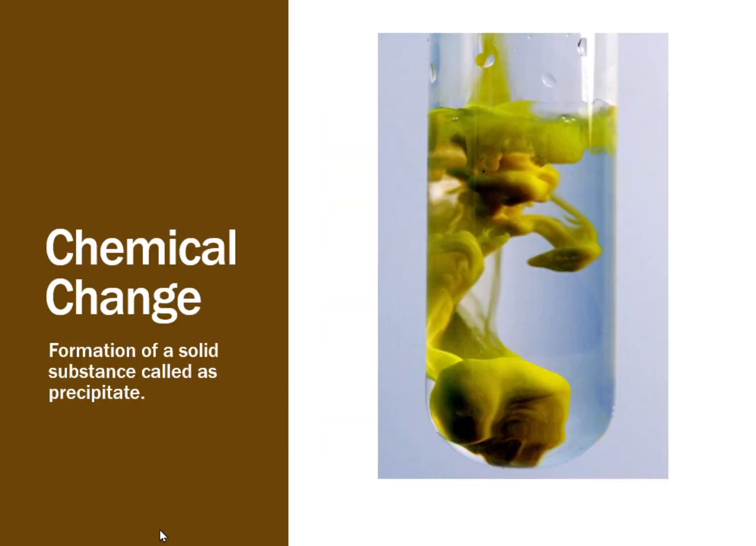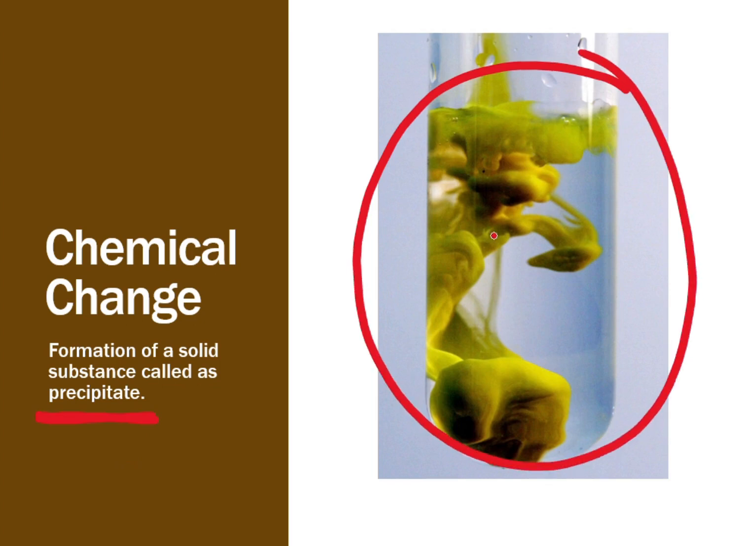One more indicator of a chemical change is the formation of a precipitate. So what is a precipitate? A precipitate is an insoluble substance. Here we can see that the yellow colored substance is insoluble now, and if we leave this test tube for some time, then this insoluble substance will settle down at the bottom of the test tube. So this is also a chemical change.